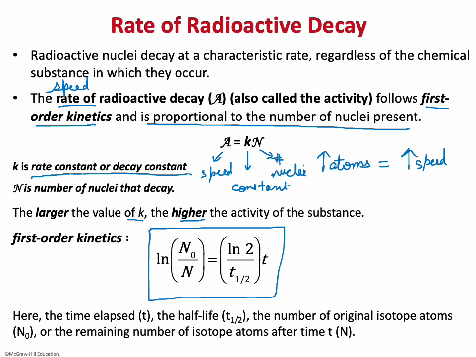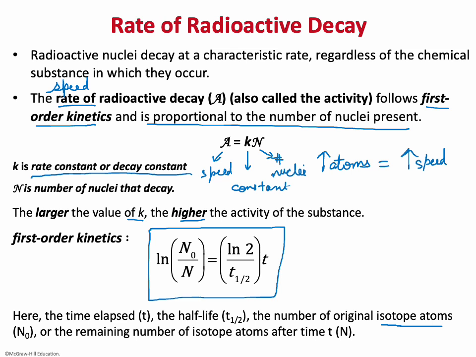This is an integrated rate law that is used to express first order kinetics, any first order kinetics reaction including radioactive decay. Here N0 is the initial number of original isotope atoms that are present. N is the number of atoms that are remaining after time t has elapsed, and t here is the time. T half is called the half-life of the sample. So this is an integrated rate law.